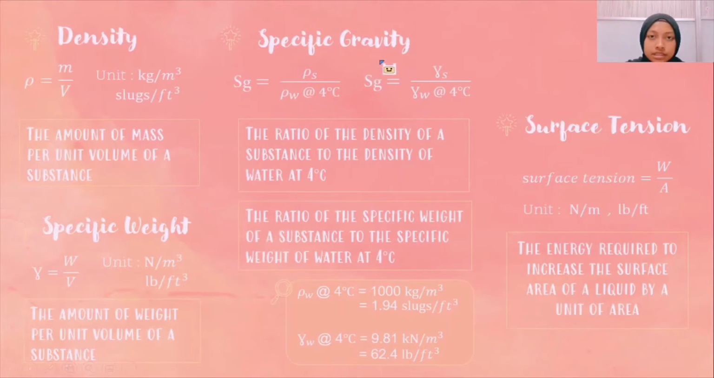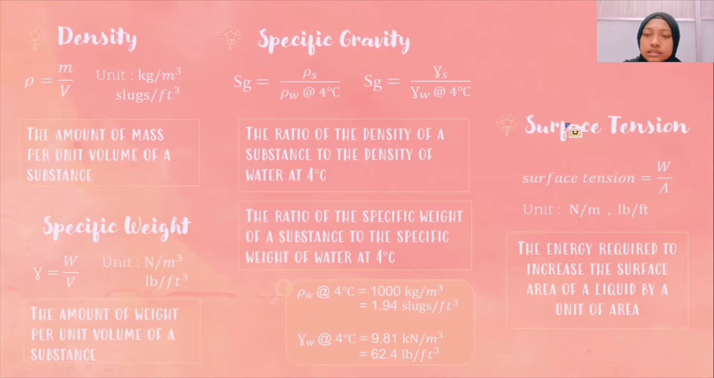Next is specific gravity. Specific gravity is the ratio of the density of a substance to the density of water at 4 degrees Celsius, or the ratio of specific weight of a substance to the specific weight of water at 4 degrees Celsius. The value for density of water at 4 degrees Celsius is 1000 kilogram per meter cube or 1.94 slugs per feet cube. And also, the value for specific weight of water at 4 degrees Celsius is 9.81 kilonewton per meter cube or 62.4 pound per feet cube.